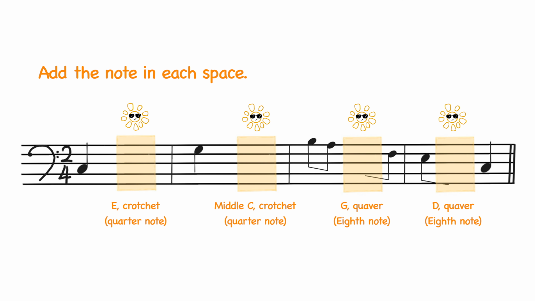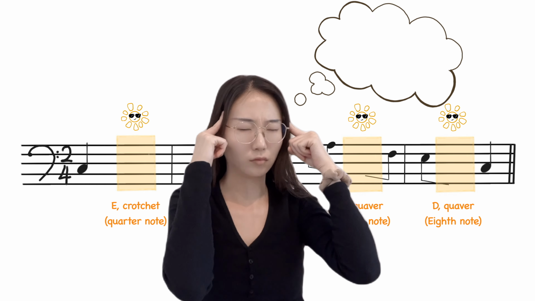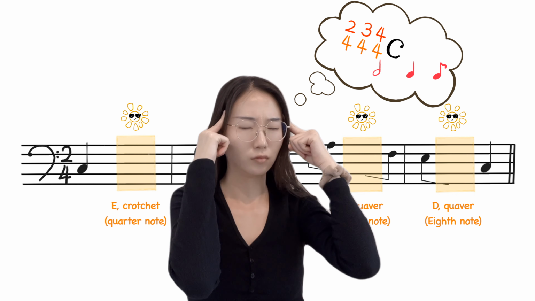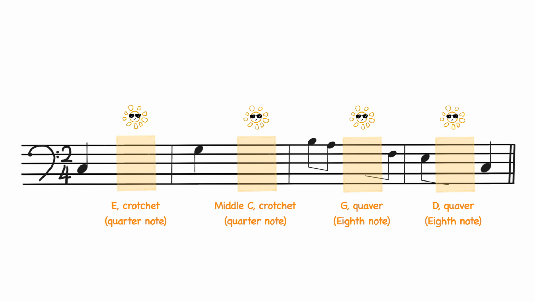So now we have already learned the ways to count and find the notes for both treble clef and bass clef. Let's try some harder questions to see if we can combine the knowledge that we have already learned. Let's add the note in each space. Remember the note names, note values, and time signatures we learned from previous lessons? The time signature of this musical phrase is 2-4, which means there are 2 crotchets in a bar. For the first note, we need to add an E as a crotchet.